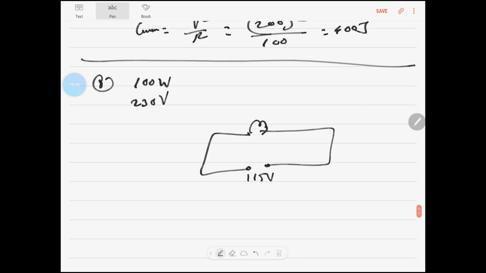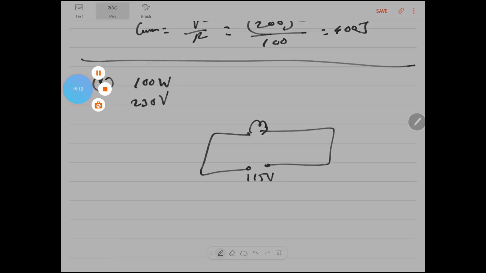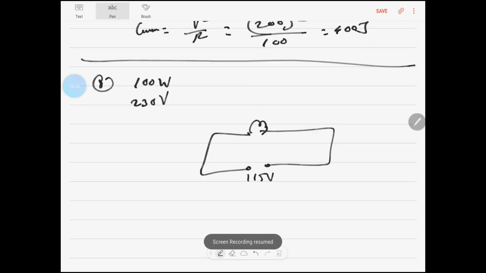If the supply voltage, one second, hold on. So this is the rating, 100 watts and 230 volts, and it has been connected to a voltage which is much lower than the rated voltage. So what will happen? Let's do the sum. What's the question now? A bulb is marked 100 watts. What is the heat and light energy produced by the bulb in 20 minutes? Time is given as 20 minutes, so it's 20 into 60, which is 1200 seconds.